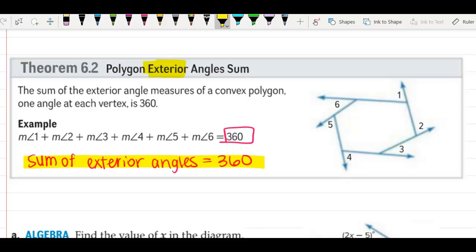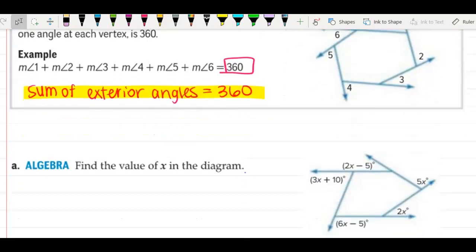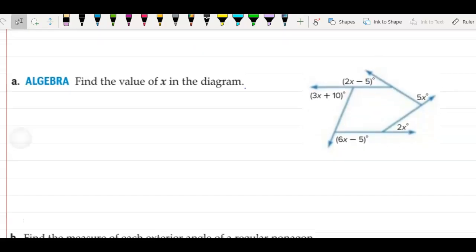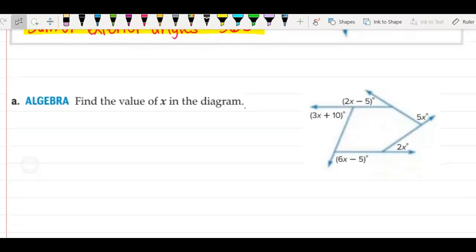So interior was our n minus 2 times 180. Exterior will always, always, always be 360. Okay, if we look at example 4, part A, we have all of our exterior angles labeled. I know that they're exterior because they're on the outside of the polygon, and I know that they're angle measurements because they have their little degree symbol, not segment lengths.